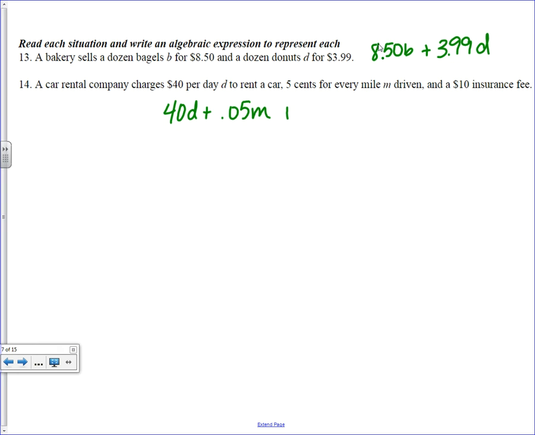How about that $10 insurance fee? Just plus 10. Guys, did that $10 insurance fee change at all? No. So it doesn't have a variable. The word variable has vary in it, correct? Yep. If it doesn't vary, it doesn't need a variable.